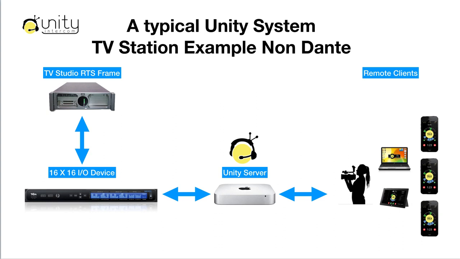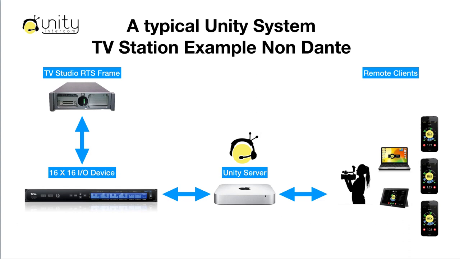What I mean by that is this particular RTS Atom, this is the Atom M frame. This is not going to have an Omnio card. An Omnio card is going to use Dante, and we can interface with Dante without needing an I/O device. In this case, we have a 16x16 Motu 16A as our I/O device, and we're taking up to 16 audio feeds from RTS, bringing it into the Motu, making those available to Unity Intercom, and those IFB and mixes and program feeds are available to everybody out in the field.